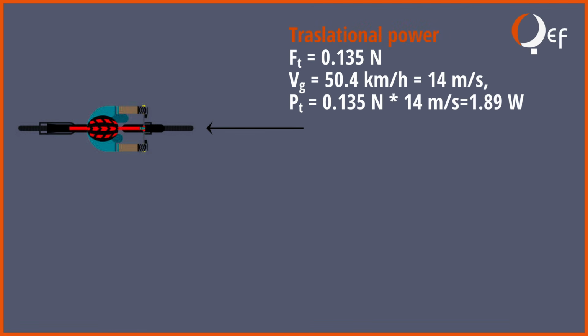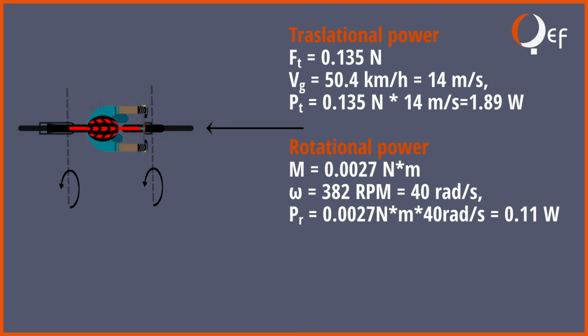From the CFD simulation of a single rotor, we obtained that the translational force equals 0.135 newtons. And to calculate the corresponding power, we multiply this by the velocity. Please note that the ground velocity of 50.4 km per hour converts to 14 meters per second. So, the translational power equals 1.89 watts.